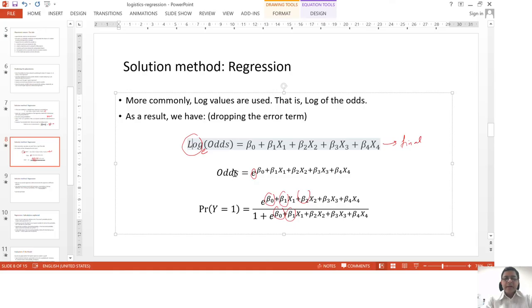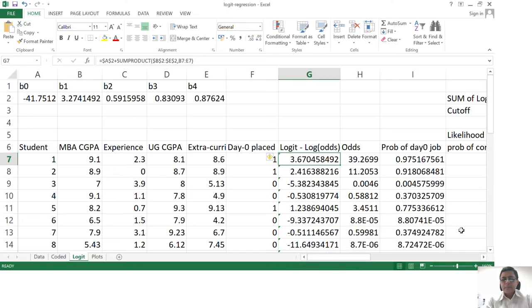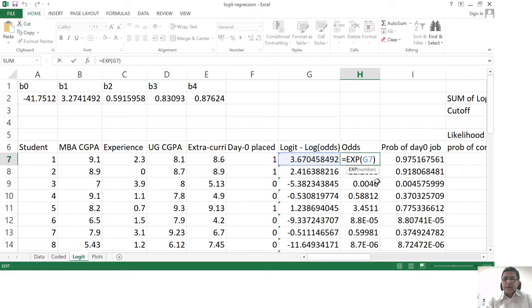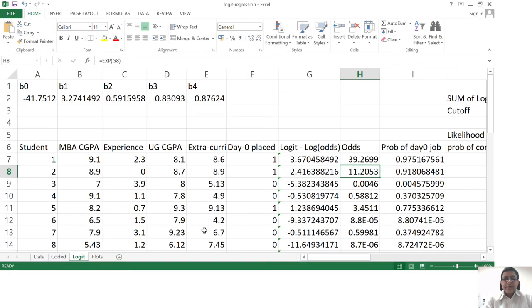Then what did I say? I said calculate the odds. How do I calculate the odds? E to the power of this, right? So let us do that. So next thing we are going to do is calculate the odds. What are odds? Odds are e to the power of this. Okay, exp is the function in Excel, right? E to the power of this. Nothing different, nothing new. E to the power of the right hand side. Okay, and from there I will calculate the probability.